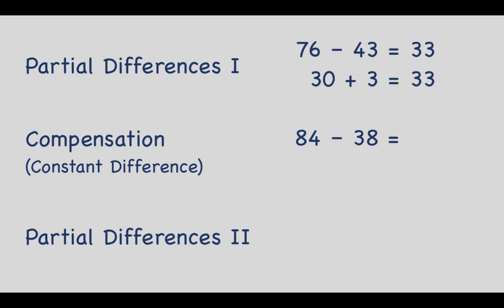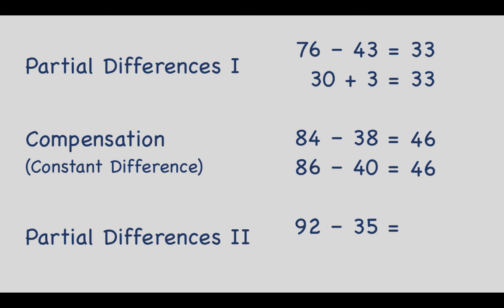In cases where the subtrahend is calling for more ones than are available in the minuend, we can use compensation to create a 10-friendly equation with the same constant difference. For example, the nearest 10 to 38 is 40. So if we add 2 to the minuend and subtrahend, we get the 10-friendly equation 86 minus 40, which gives us a difference of 46.